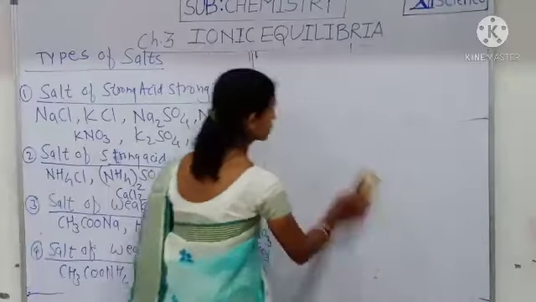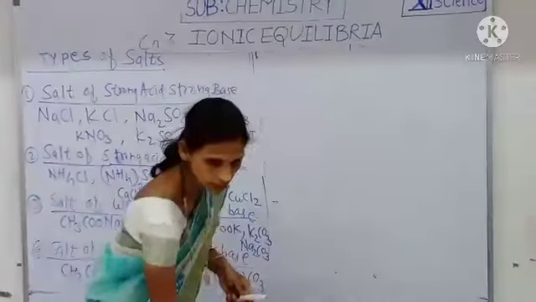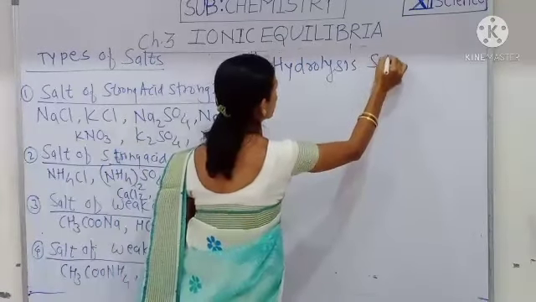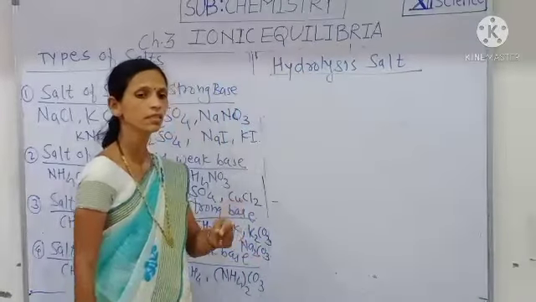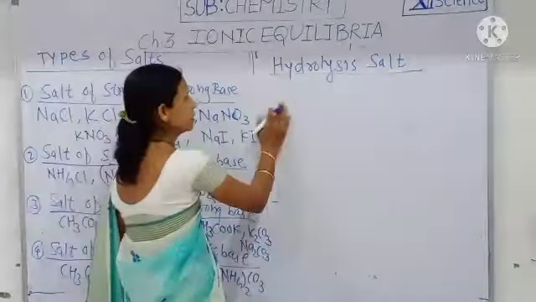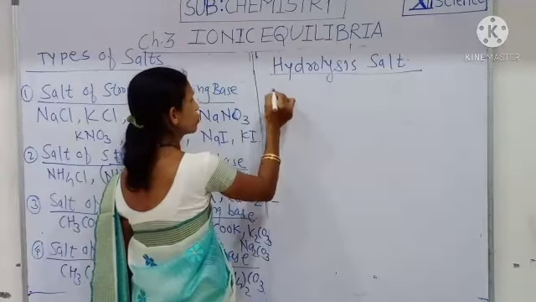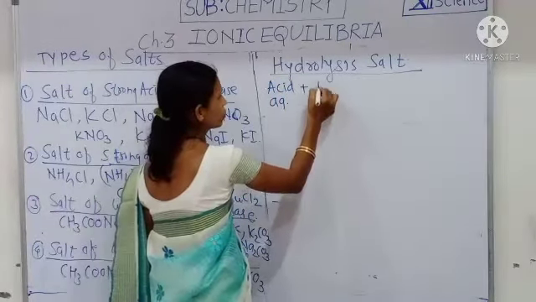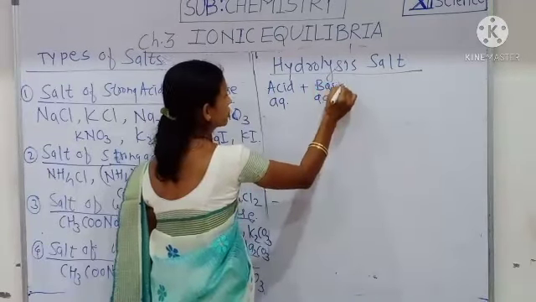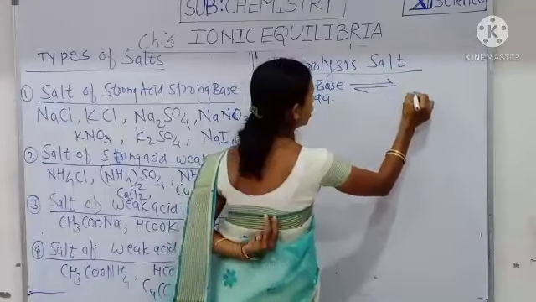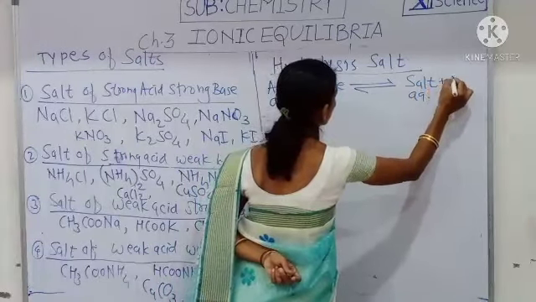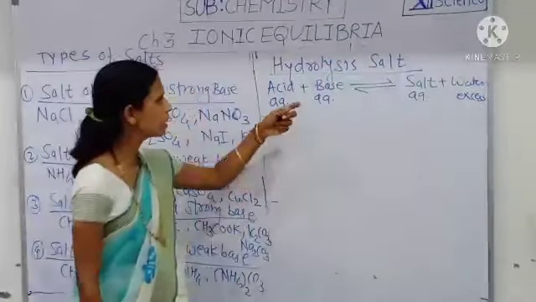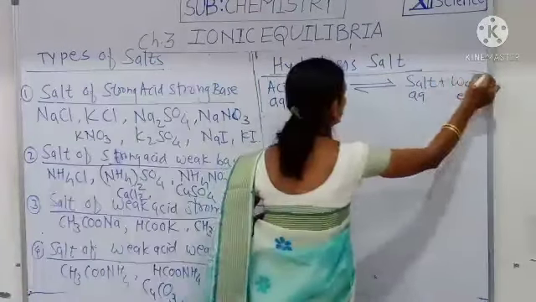All of you have studied the process of neutralization. Hydrolysis of salt is nothing but the reverse process of neutralization. In neutralization, an aqueous solution of acid combines with an aqueous solution of base. It gives an aqueous solution of salt and water. Excess water is there. That is the neutralization process.